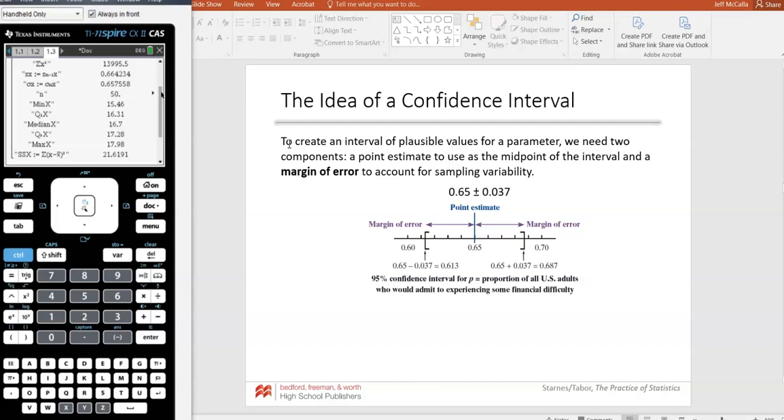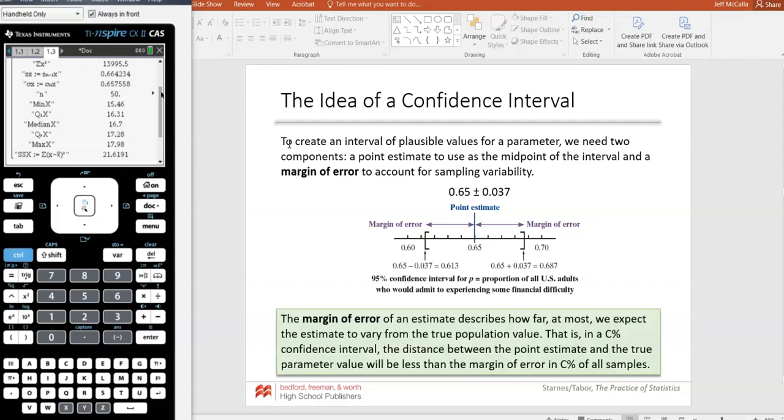We're 95% confident the interval of the proportion of all U.S. adults who would admit to experiencing some financial difficulty would be between 61.3% and 68.7%. So that's the proportion. That's our estimate that the true proportion of all U.S. adults who would experience some financial difficulty would be between those two lower and upper bounds.